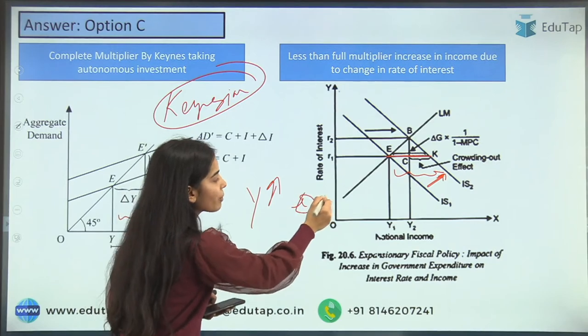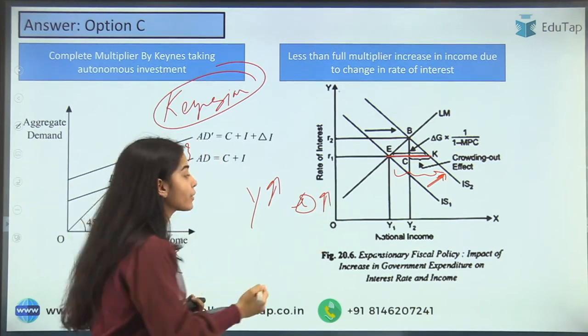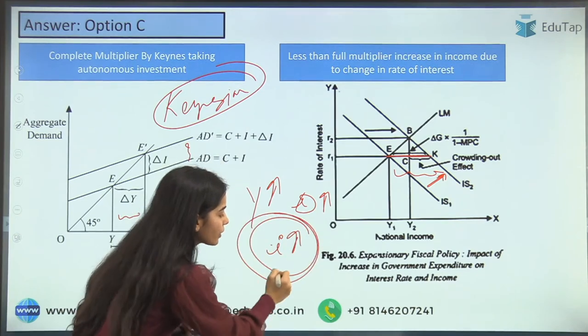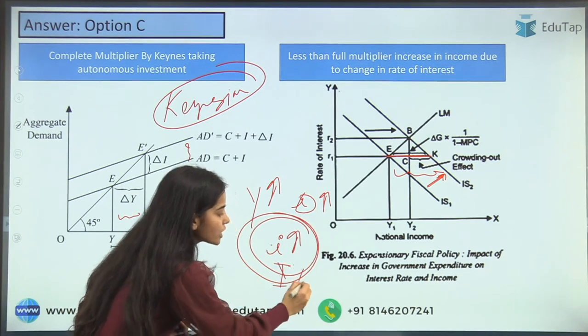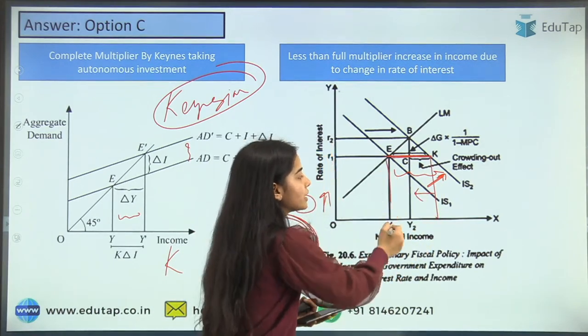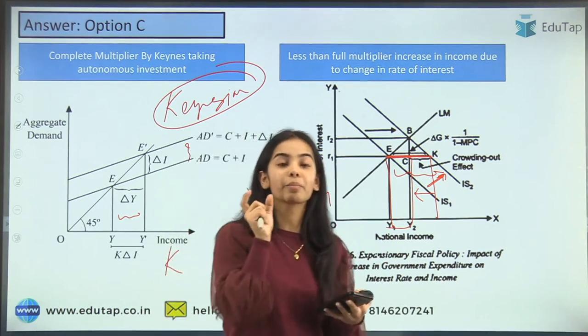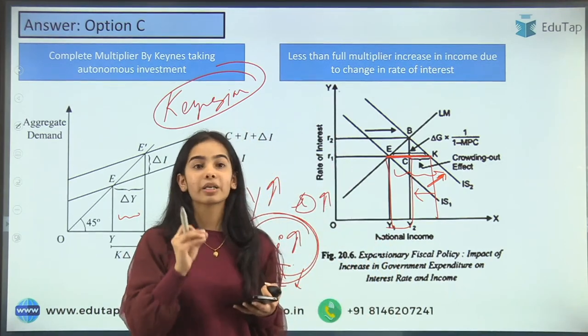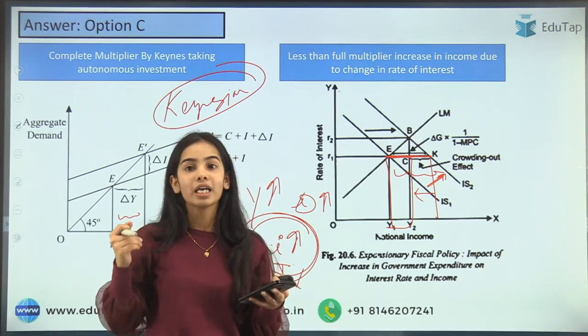the demand for money is increasing. Due to that, the interest rate will increase. And when the interest rate increases, the investment reduces. When the investment reduces, this much increase will not come in the income. The income will be increasing, but less than the multiplier effect. So the right answer is that income will increase, but less than the multiplier effect.